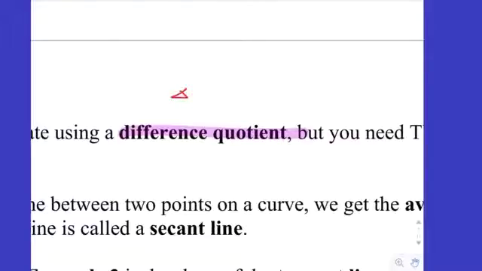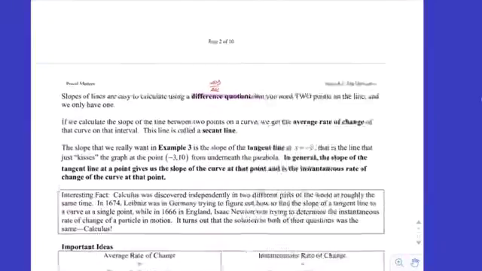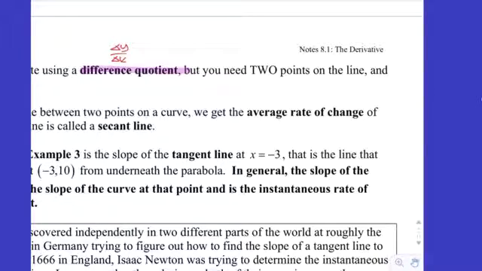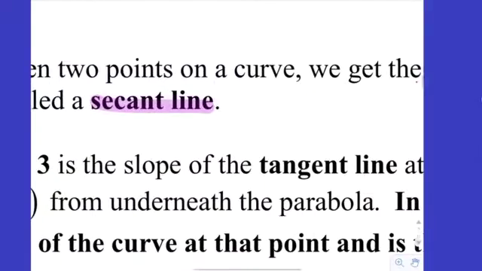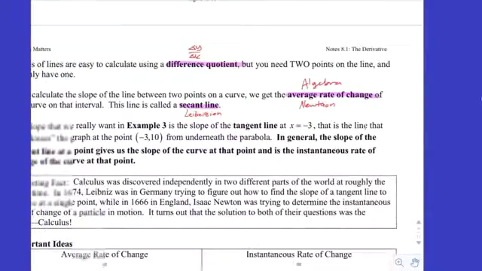The difference quotient. That's the change in y over the change in x. If you use algebra, you can compute the average rate of change using the difference quotient, which gives you the slope of the secant line. It's interesting that average rate of change would be kind of a Newtonian perspective, and the secant line would be a Leibnizian perspective. But that doesn't require calculus at all.